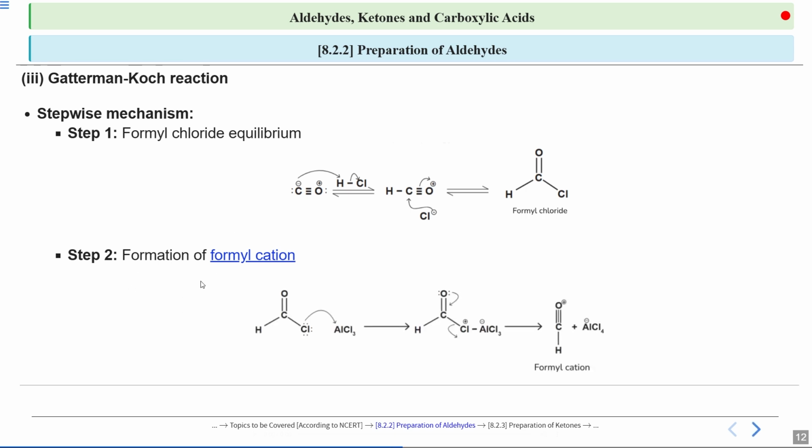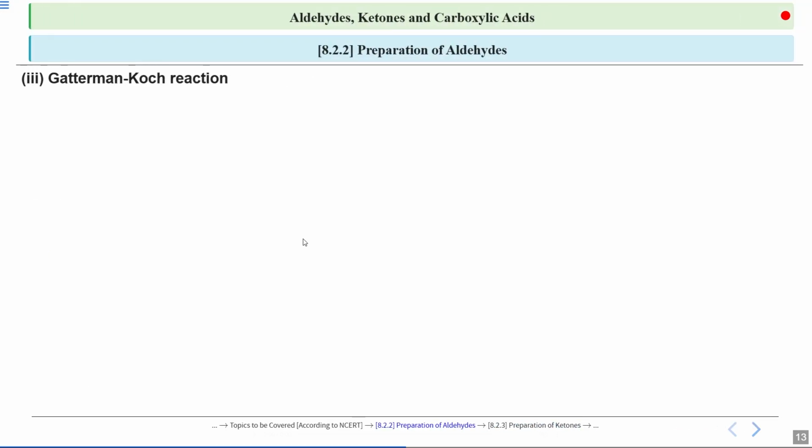If you see over here, we have formyl chloride and here you have AlCl3, which is a Lewis acid catalyst. Chlorine can donate its lone pair to this Lewis acid catalyst because it has a vacant empty orbital. So what will happen now? This AlCl3 gets attached, this oxygen lone pair will come here, and this will leave from here. So you will get a formyl cation plus AlCl4 minus. Now step 3.